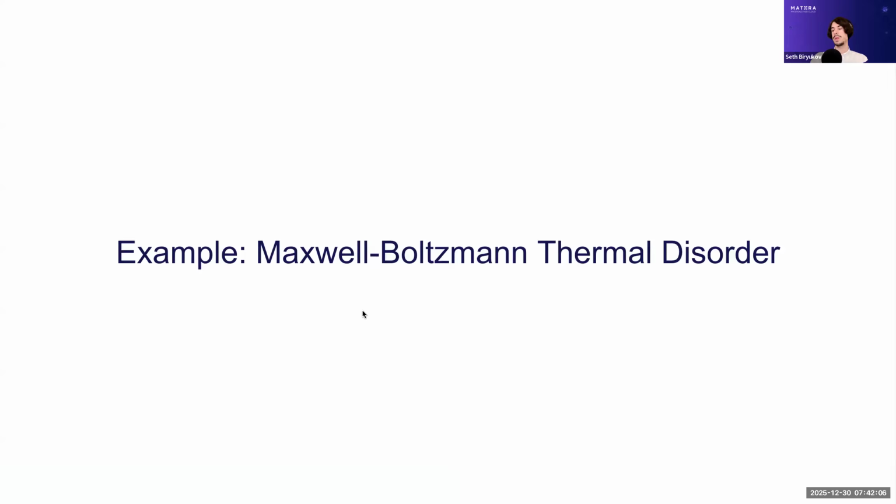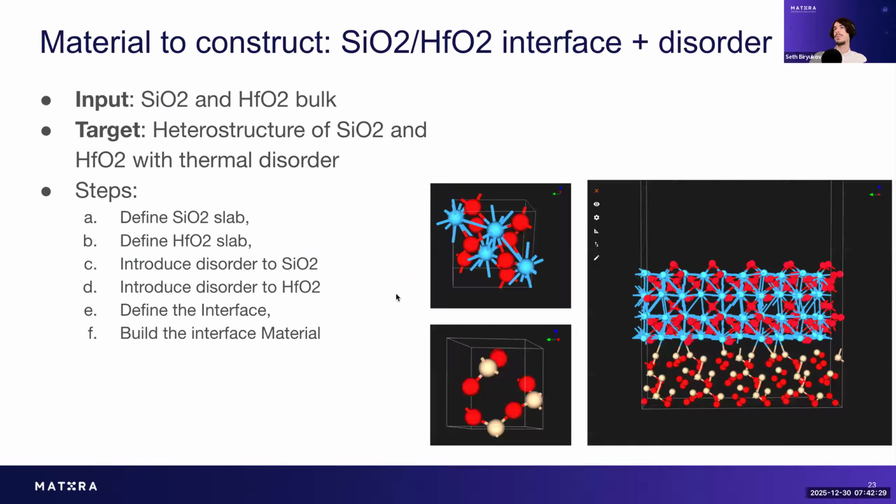We were asked repeatedly to add functionality to add some sort of disorder to the material, and one of the ways to introduce disorder into material is to shift atoms from their equilibrium according to a thermal distribution. This mimics thermal motion while preserving the overall structure. So this is our first example, where we have silicon oxide and hafnia bulk structures. We want to introduce disorder and create an interface. So these are the steps we need to take.